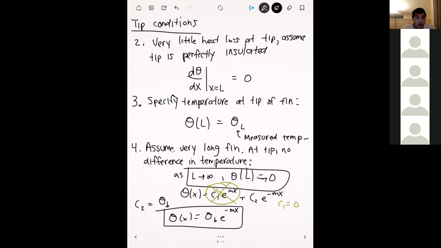All right. Any questions on any of this? Okay. Before we jump into an example, there's one more thing that I want to show you how to compute, which is the total amount of heat transfer from the fin.